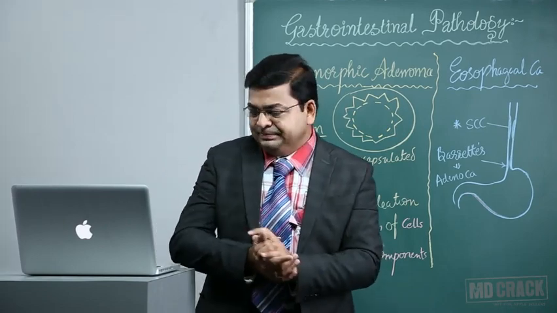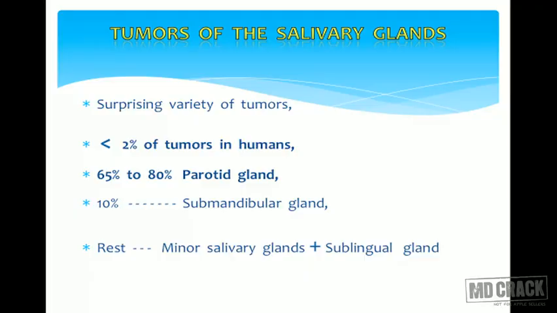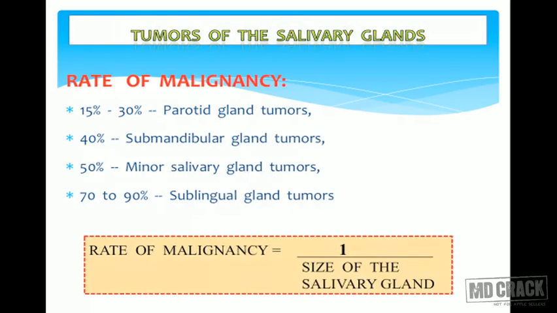So that you have to remember. Around 10% occurs even in the submandibular gland. The rest of the things occur in the minor salivary glands and the sublingual gland. So this is what you have to remember. Regarding tumors, the rate of malignancy is inversely proportional to the size of the salivary gland. That's the most important point you have to remember.